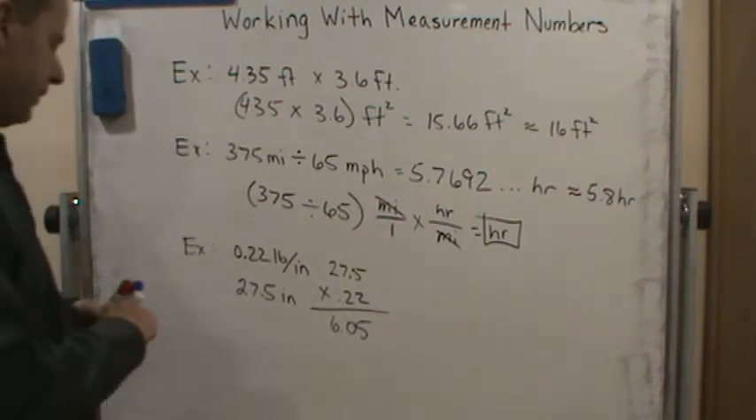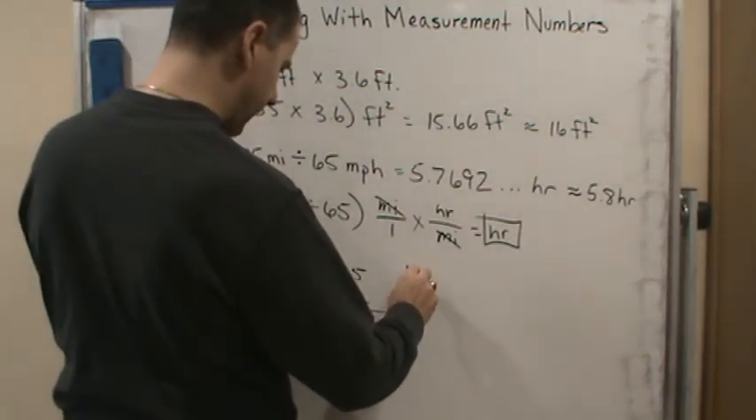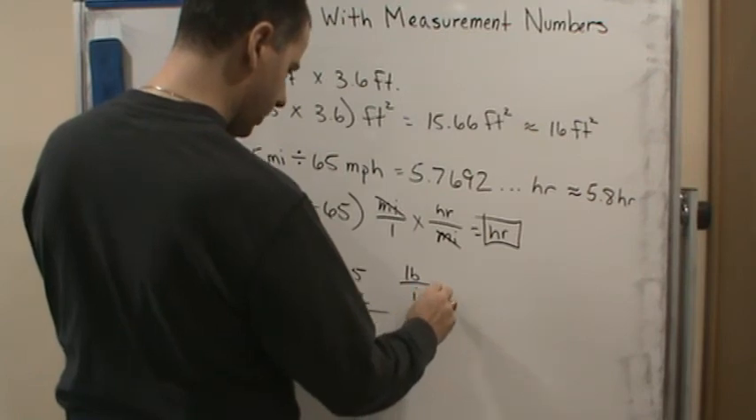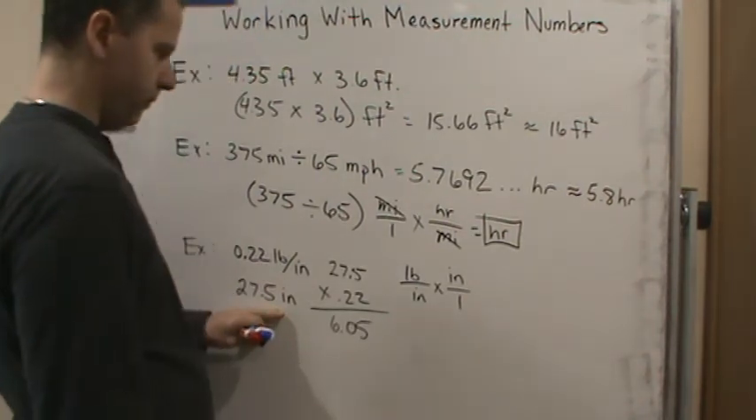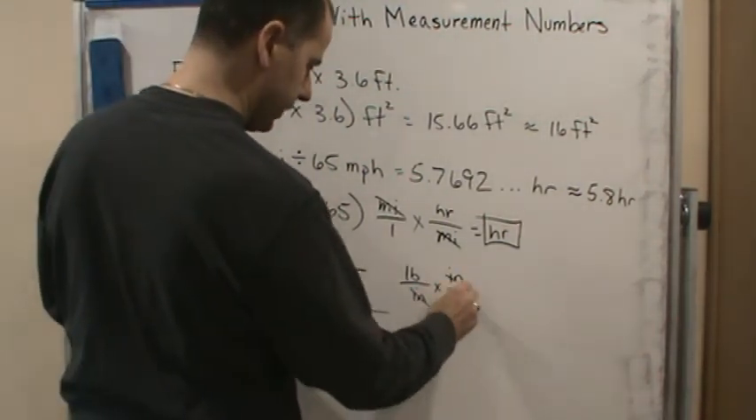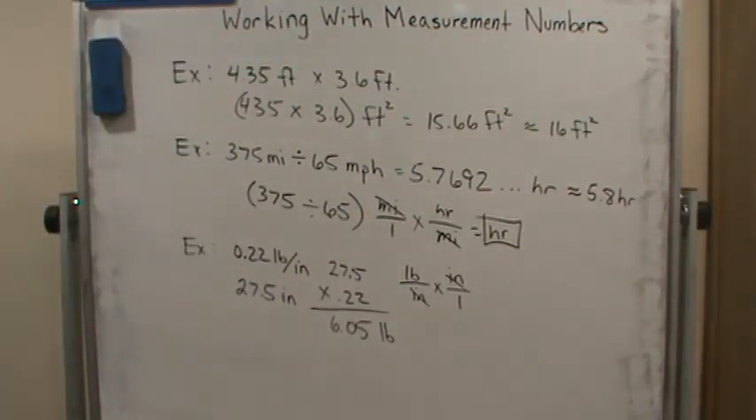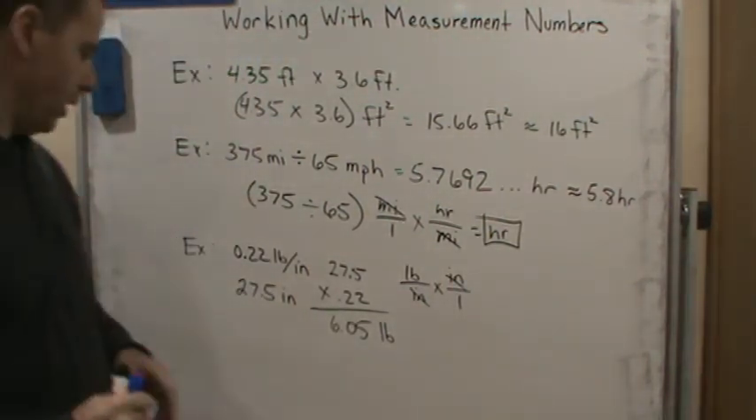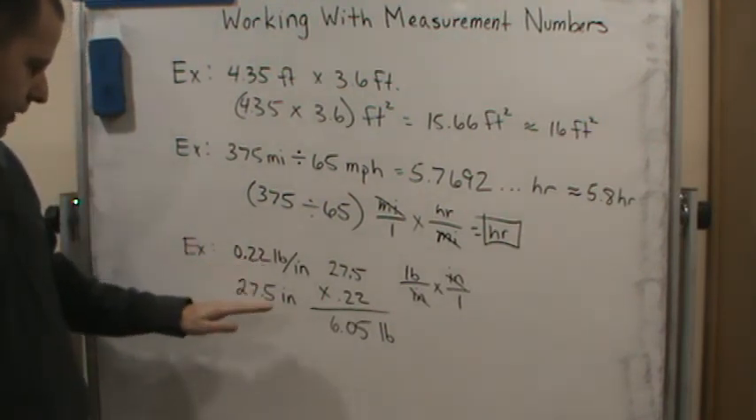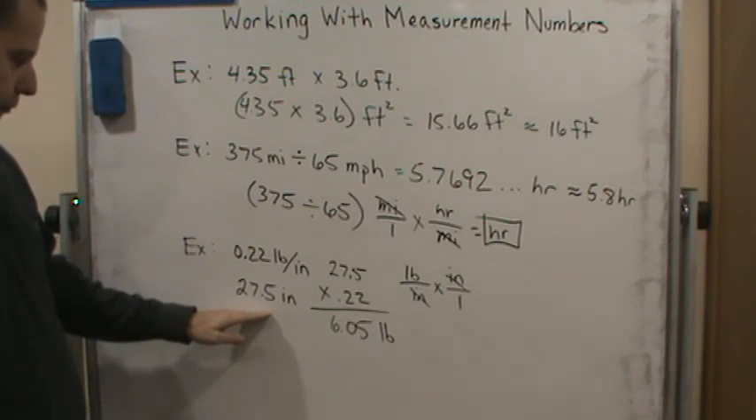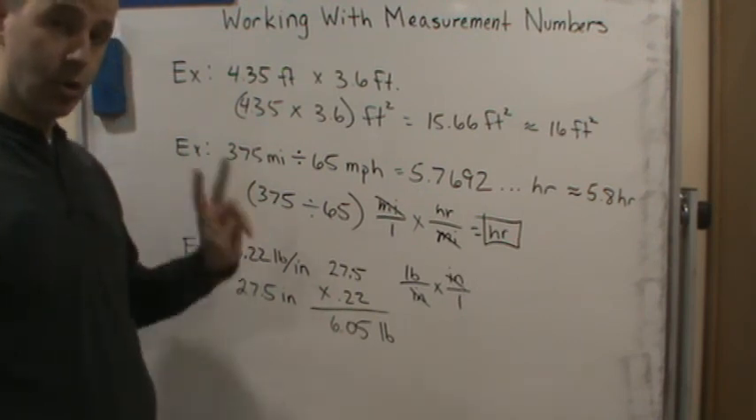And this is going to be what? Now the units. Now I'm multiplying, so it's going to be pounds per inch times inches. I'm going to put inches over 1. Now cancel inches, and I end up with pounds. So my final answer is 6.05 pounds, but look at the accuracy. This has 2 significant digits. This has 3 significant digits. So we're going to round this to 2 significant digits.